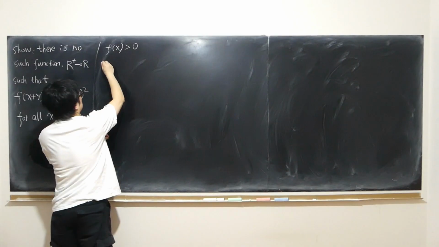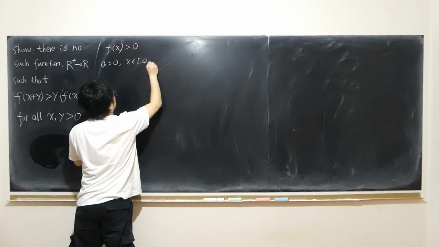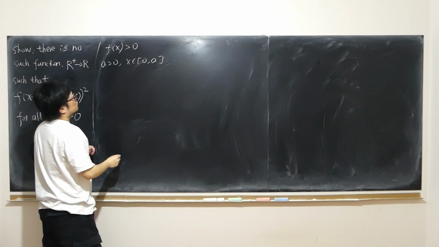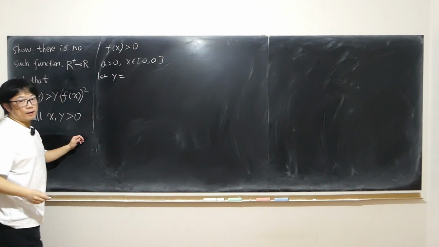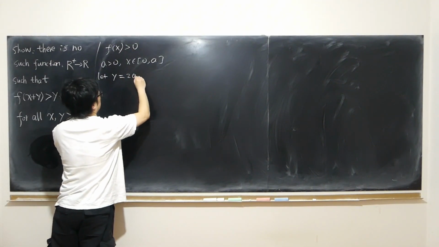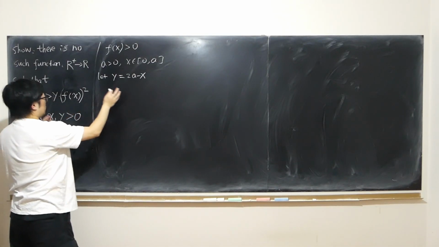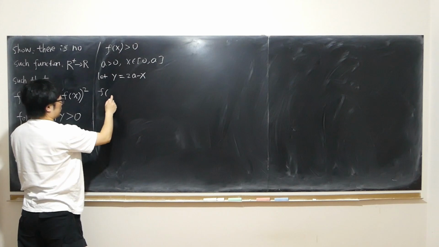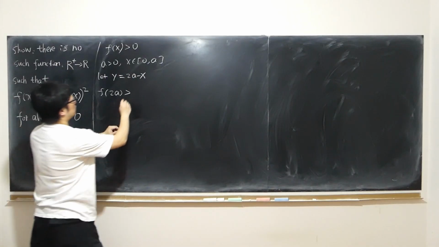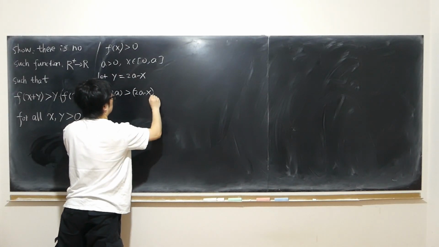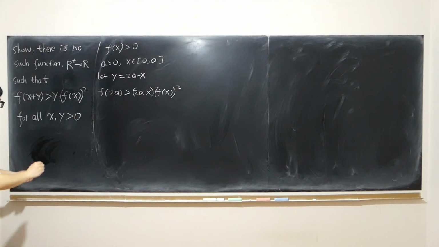Then I want to have a look at the interval 0 to a, for some positive a, and I'll let x be x and y be 2a minus x. Here's y. Because now I can say that f(x+y), that is f(2a), is greater than y times f(x) squared.